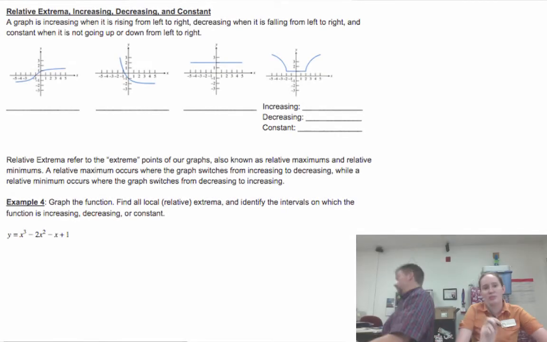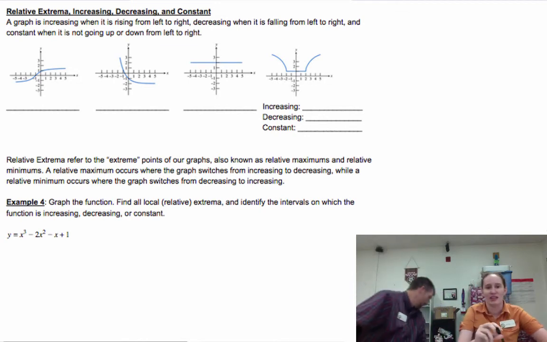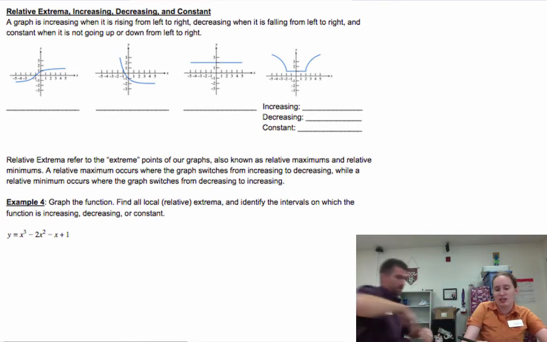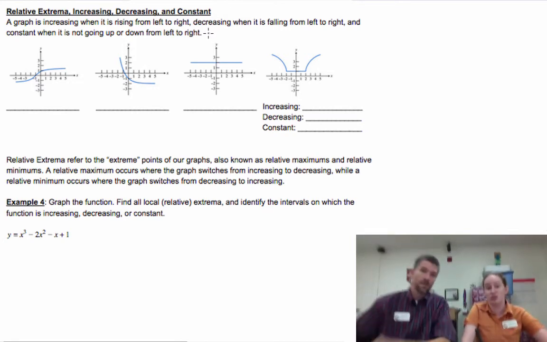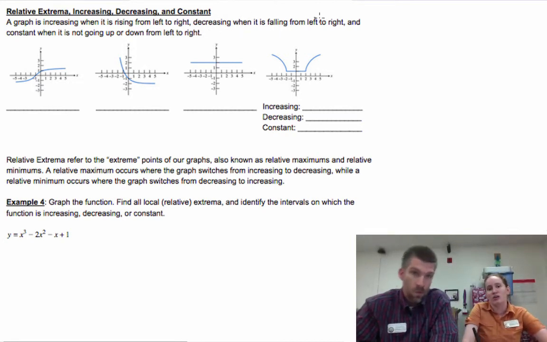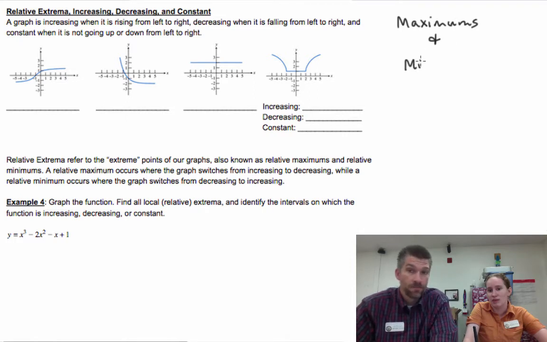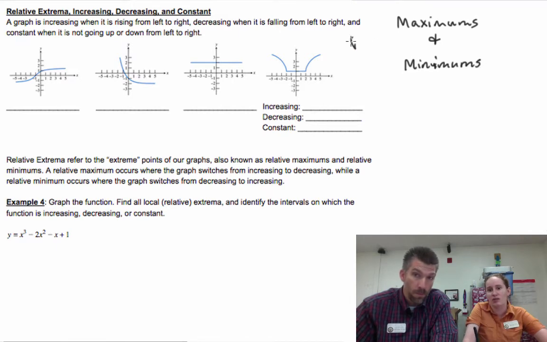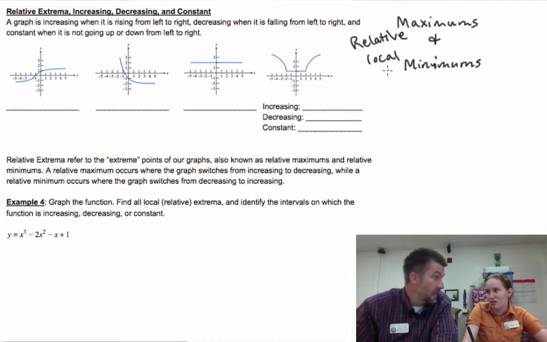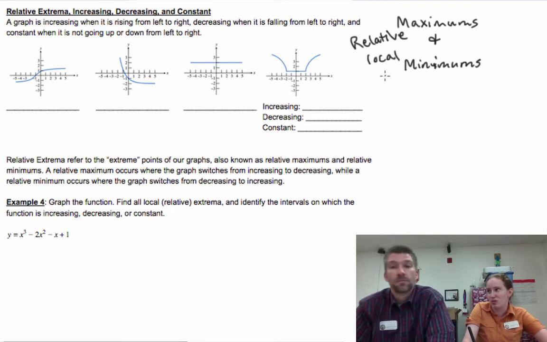Cool. Relative extrema, increasing, decreasing, and constant. Relative extrema is the plural of extremum, which is just a fancy word for maximums and minimums. Extrema just means where you have a peak or a valley on your y coordinates. We are looking at what's called relative or local. Global is not what we want. Local it is.